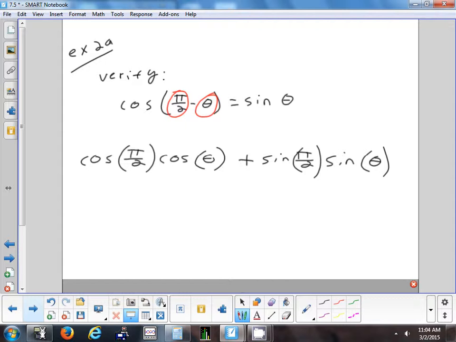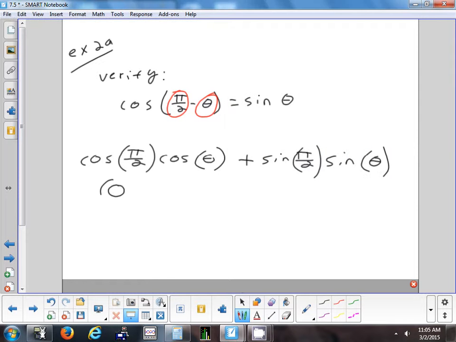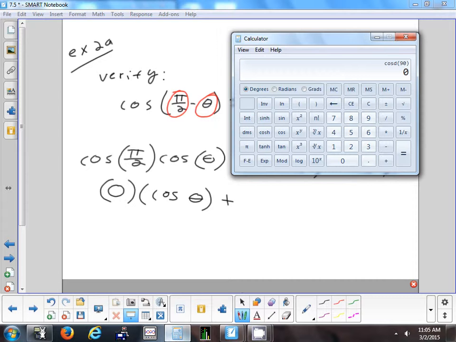Now if I want to check and I don't remember, I could draw the unit circle diagram, or even faster, I could just use my calculator. I'm going to do it in degrees. Pi over 2. Jill, what's pi over 2 in degrees? 90. So let's take the cosine of 90. We get 0. So 0 times the cosine of theta. And the sine of 90.